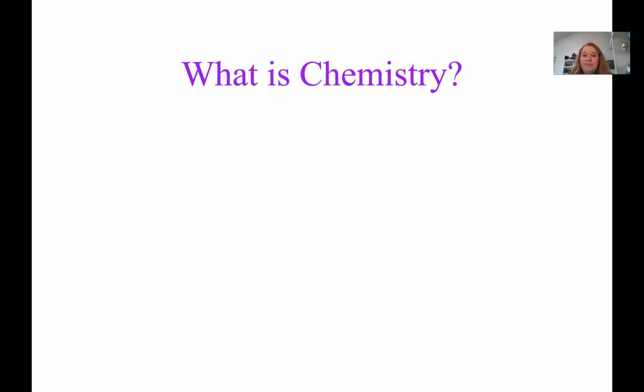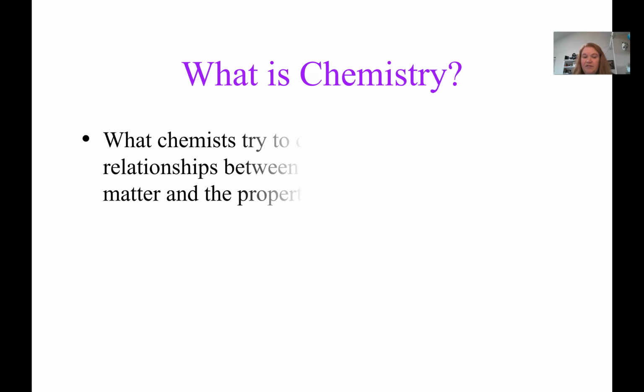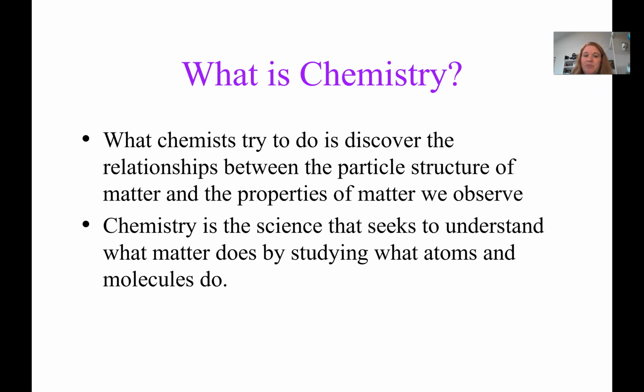What is chemistry? So it is something that we do need to define, and it has a pretty broad definition. Chemistry is a connection between the microscopic world that we can't see and the macroscopic world that we can see. So another way to say that is that we try to understand the world around us through an explanation based off of the atoms and the molecules.